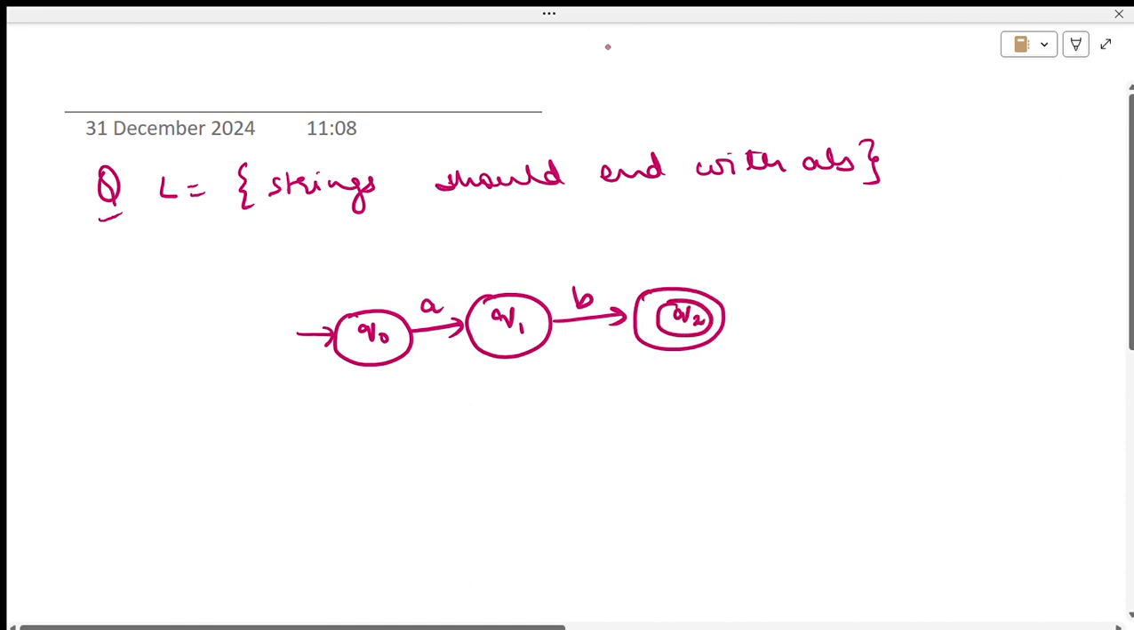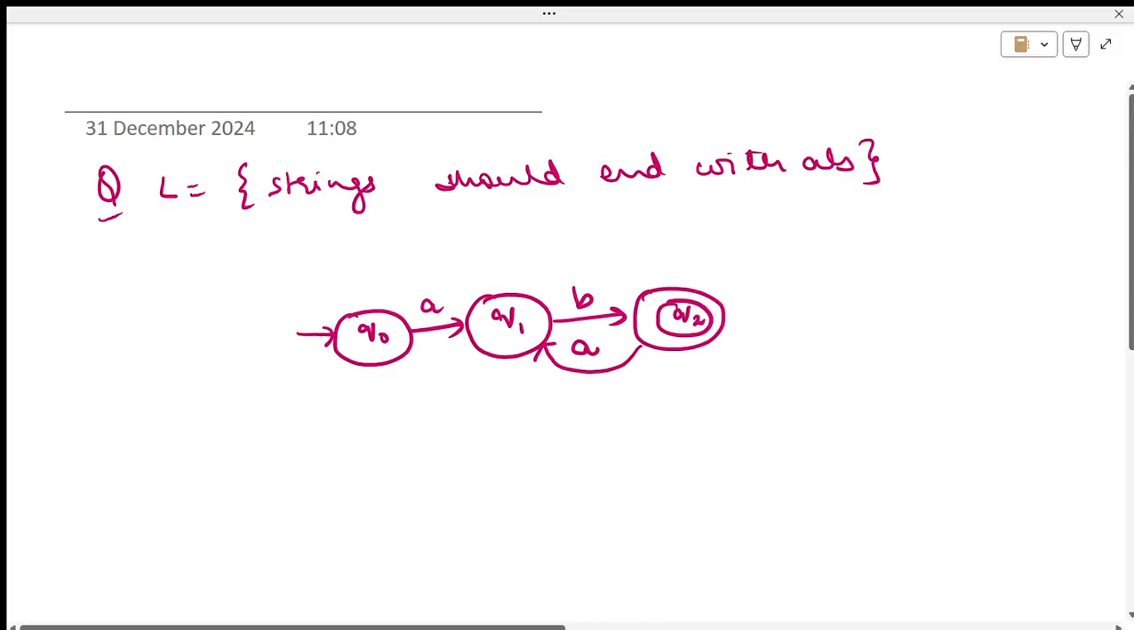Q0 on reading A is going on Q1. Q1 on reading B is going on Q2. Make Q2 an accepting state, thinking that this is the end of the string. Now Q2 on reading A should go back to Q1, as it is ending with A followed by B.